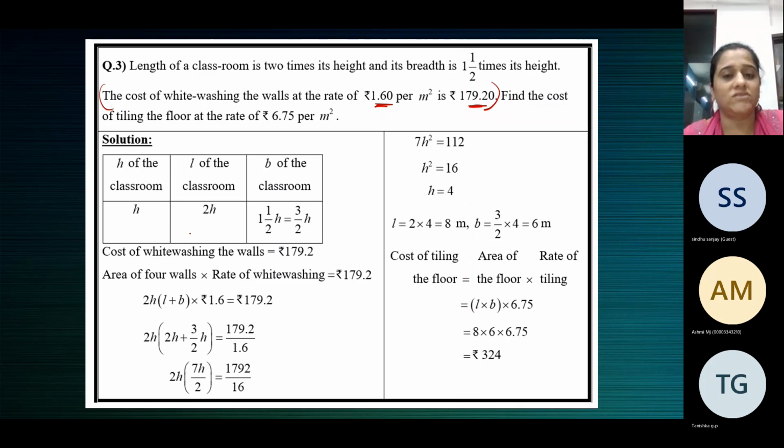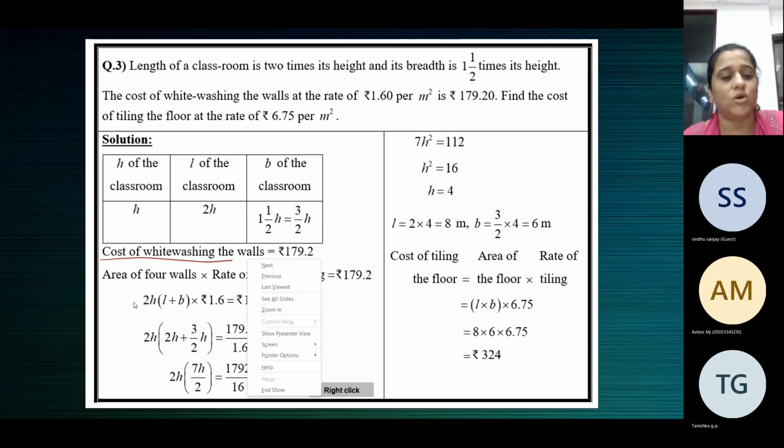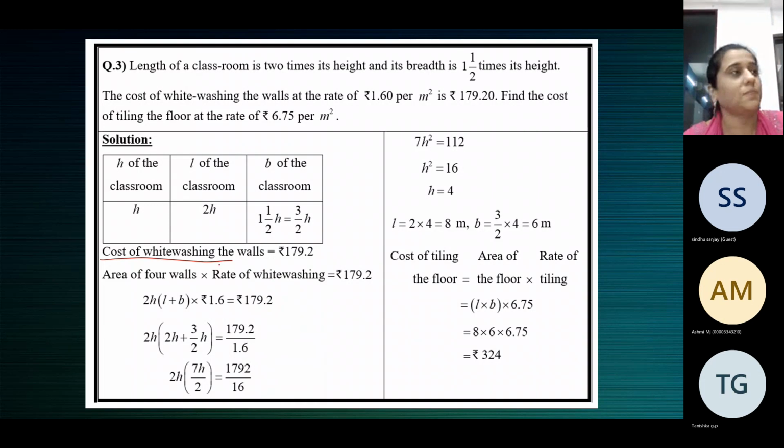Okay, so now we start with this information. The cost, see, this is what you should write: cost of whitewashing is 179 rupees 20 paise. Now, how will you express cost? Cost is area into rate. So below that I've written, I'm expanding on this information.